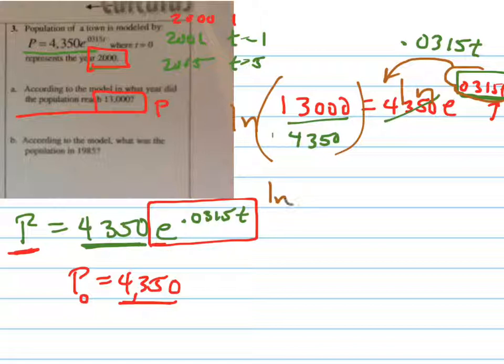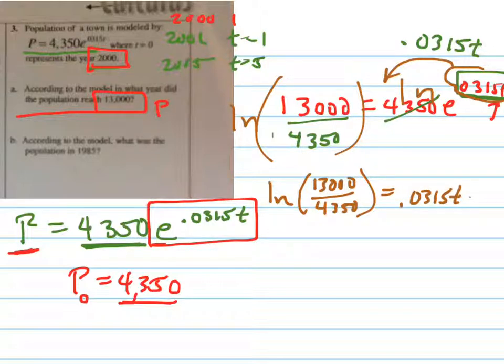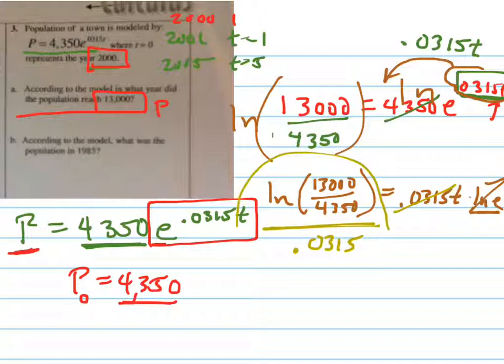So here's my equation. The natural log of 13,000 over 4,350, I'm going to leave it like that, equals 0.0315t times the natural log of e. And what's the natural log of e? 1. The natural log means log base e, so the log base e of e is just 1. And so now, see how nice it is? I just have t almost by itself. All I have to do now is divide by this number, 0.0315, and there's my answer, my exact answer.